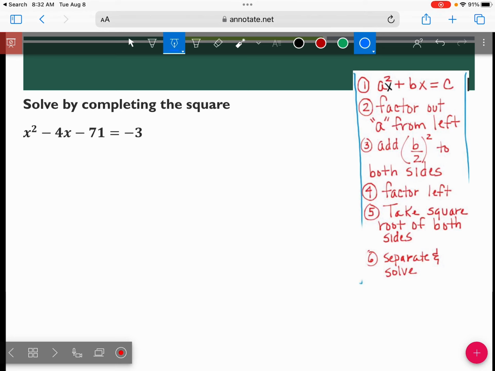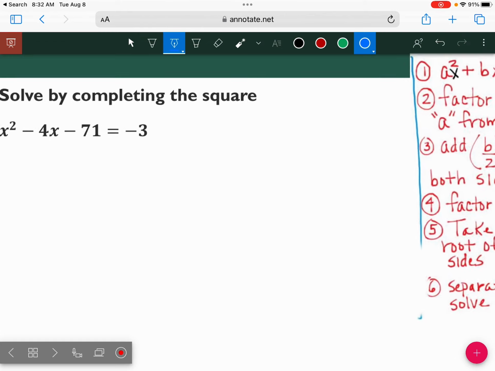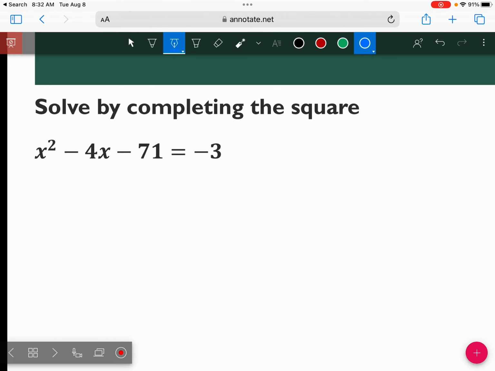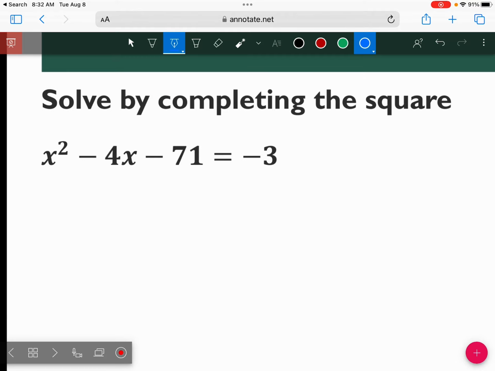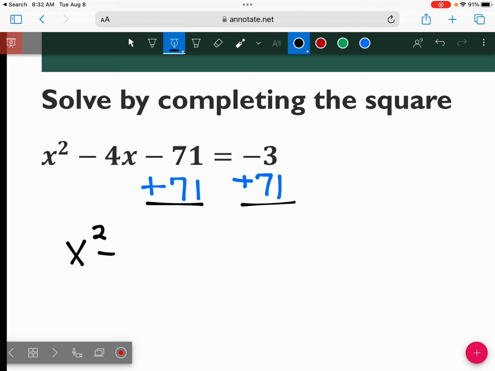So what do you think I'm going to do first? Add the 71. For completing the square, you do not want it to equal 0. So I'm not going to add the 3. I want to move the 71 over. So let's add 71. Go ahead and get with your calculator, see what you get. Okay.